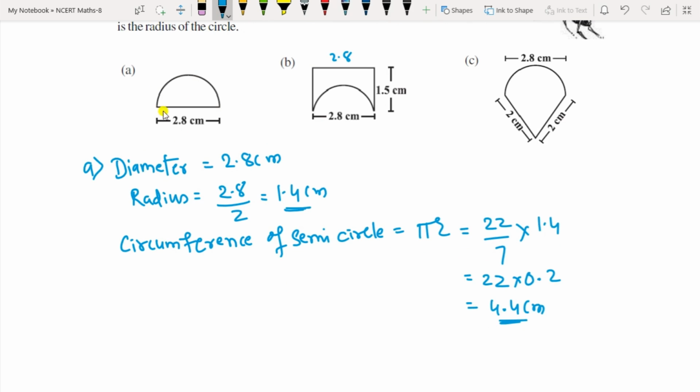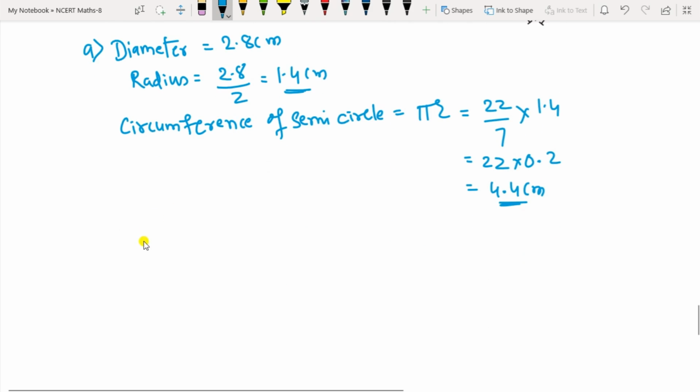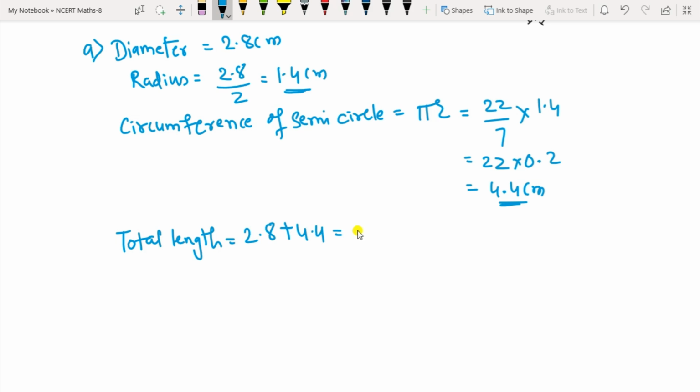Now add this to 2.8. So you will get the total length. So total length equal to, this is 2.8 plus 4.4, that will be 7.2 centimeter. So in figure A, the ant has to move a total length of 7.2 centimeter.